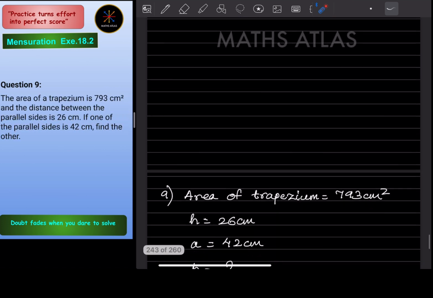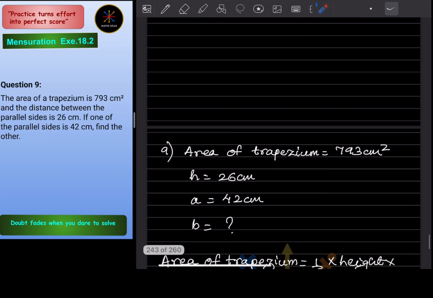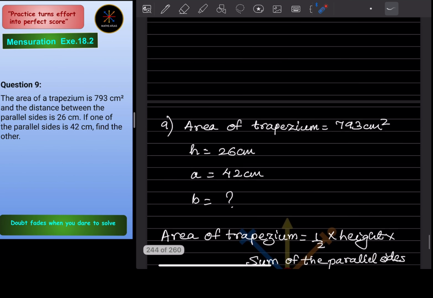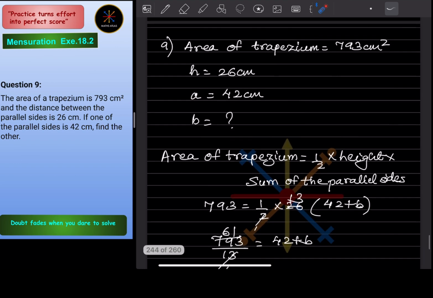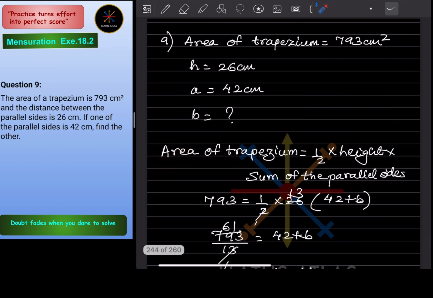The area of the trapezium is 793 centimeters square and the distance between the parallel sides is 26 centimeter. If one of the parallel sides is 42 centimeter, you have to find the other. So the area of the trapezium is 793 centimeters square. The distance between the parallel sides, meaning the height, is given as 26 centimeter. Let us consider A as 42 and we don't know the other side B. Again, the formula is the same.